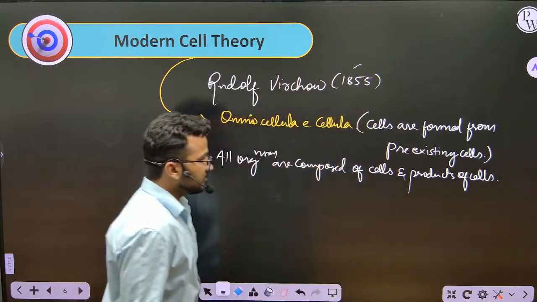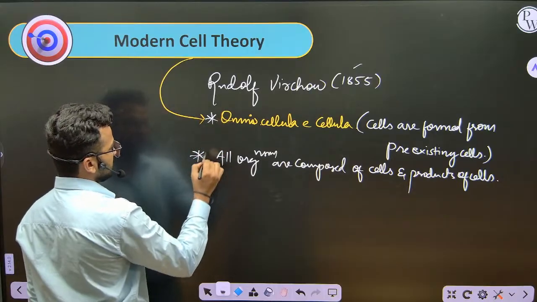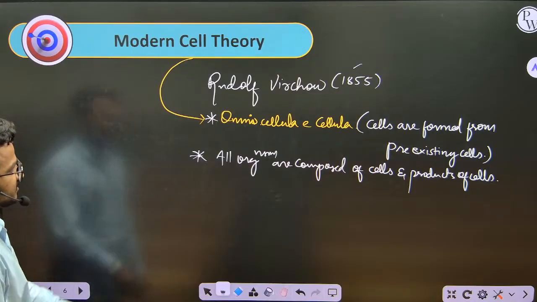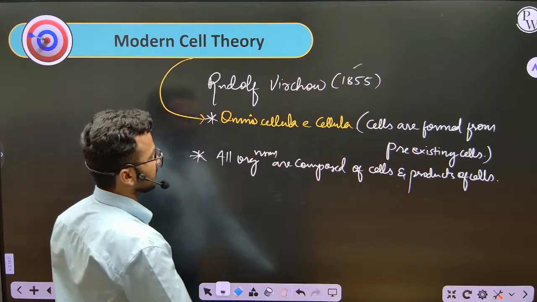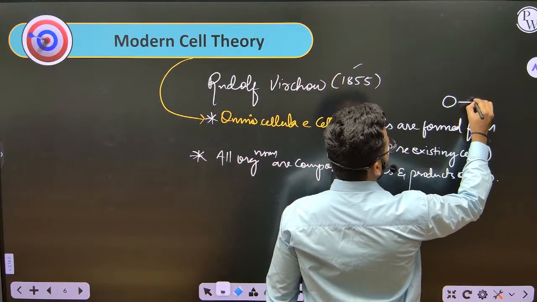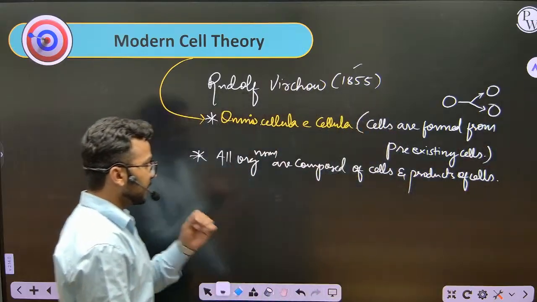So that was given by Schleiden and Schwann. Adding upon that statement, he gave this one: Omnis cellula e cellula. That is the meaning of that: cells are formed from pre-existing cells. So new cells are formed from pre-existing cells. It was given by him.